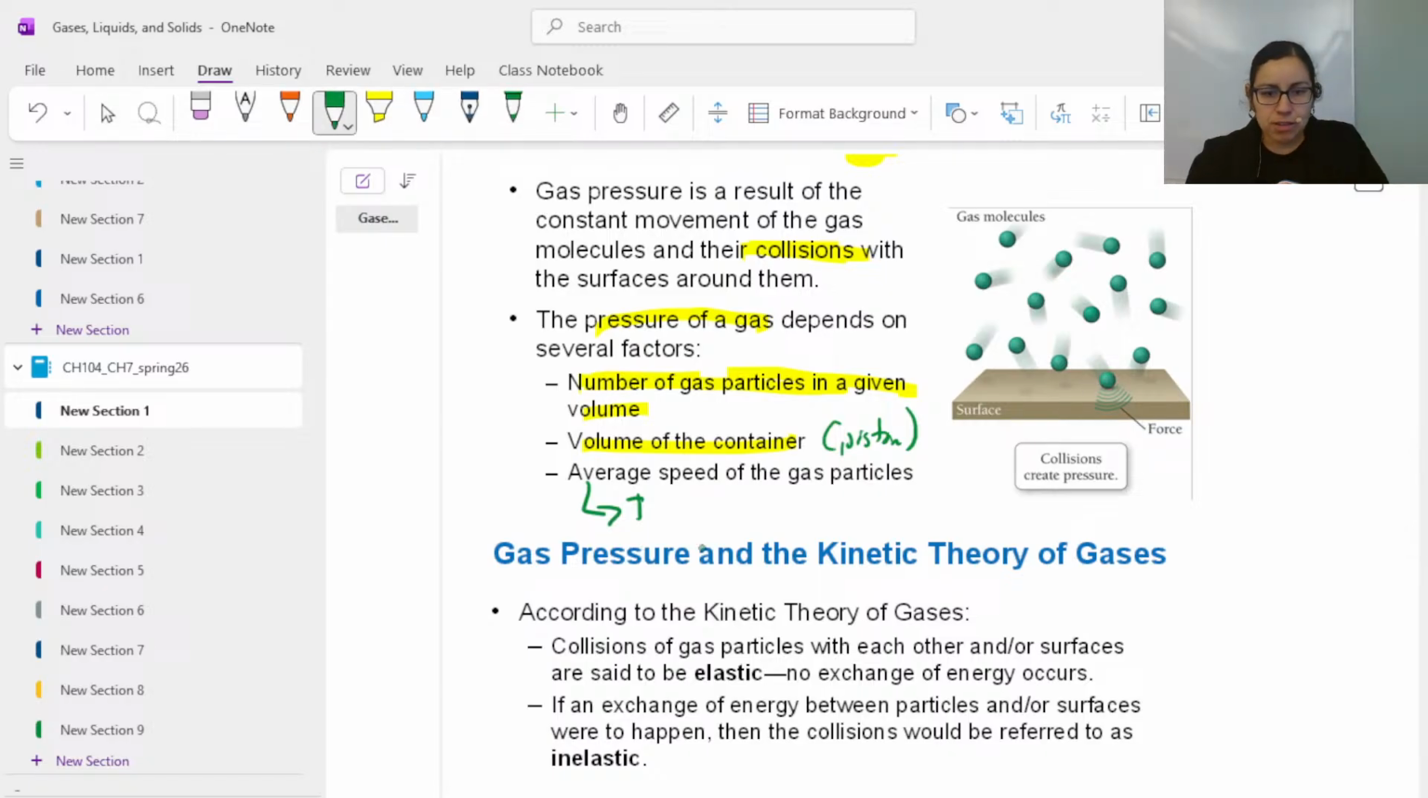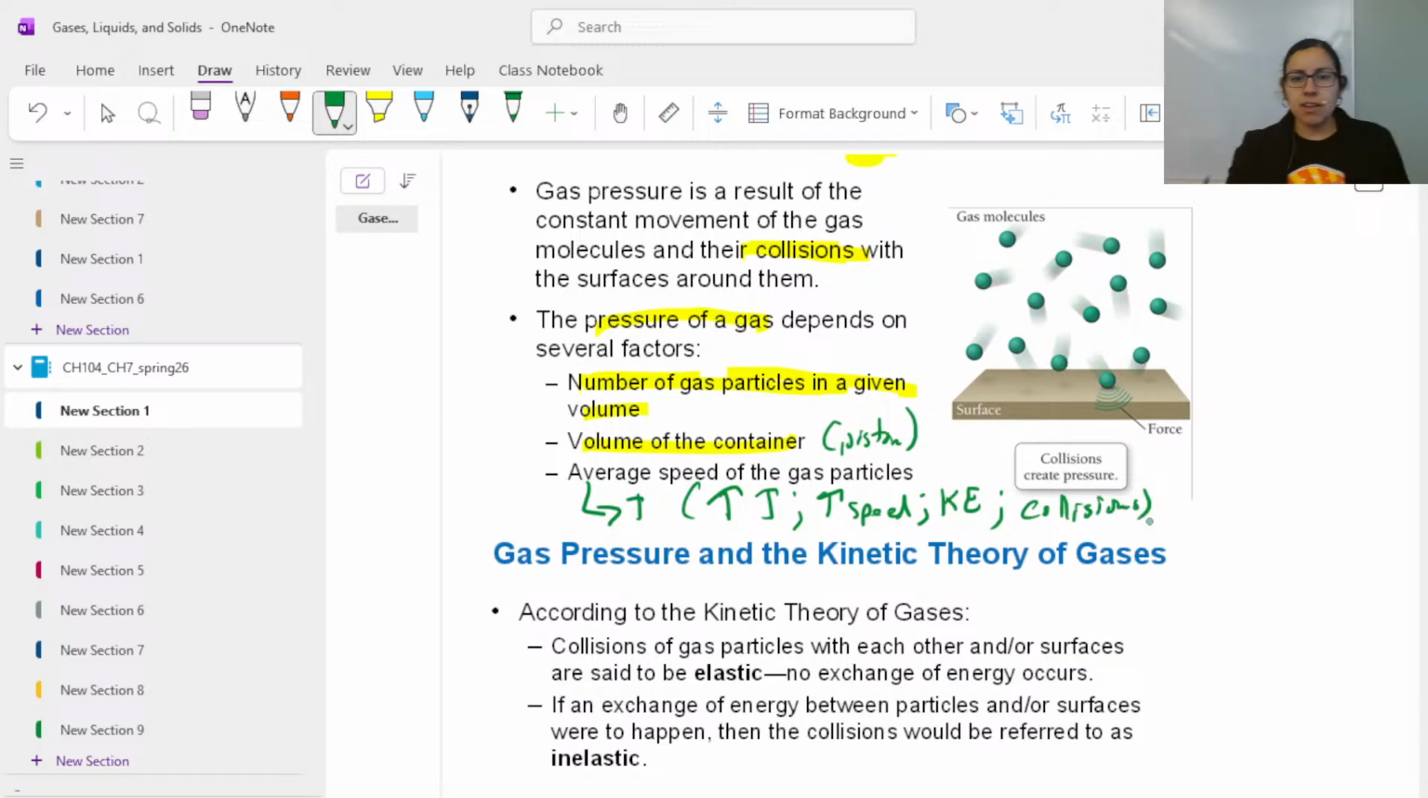But essentially we can sum it up: as we increase our temperature, that will increase our speed, which is also related to kinetic energy, which then means more collisions. So you can see again where this is going.